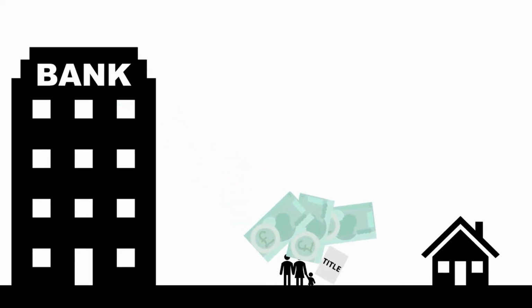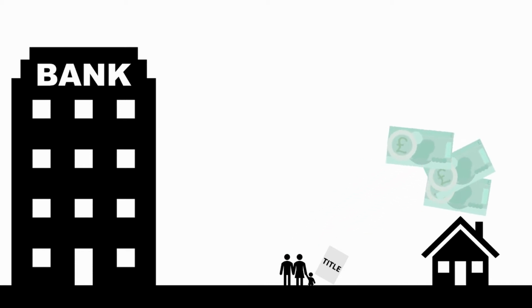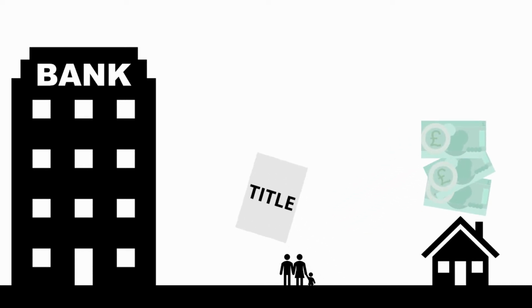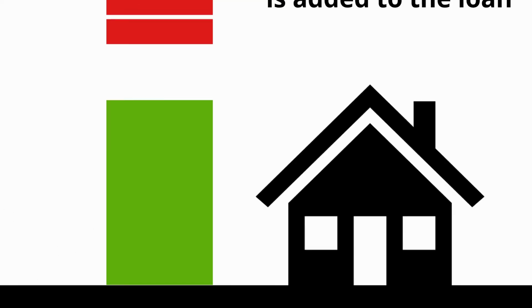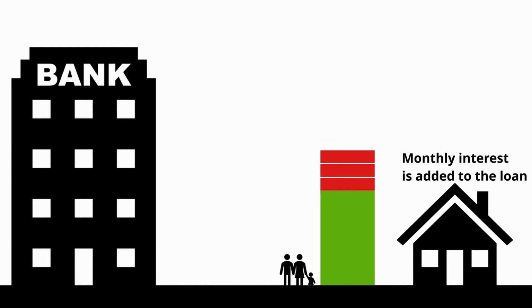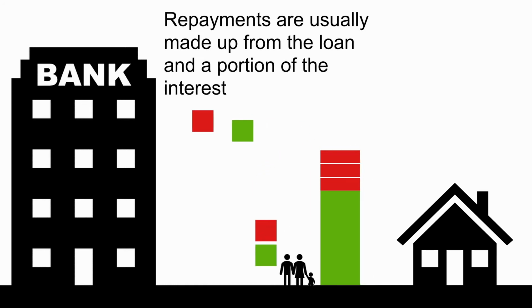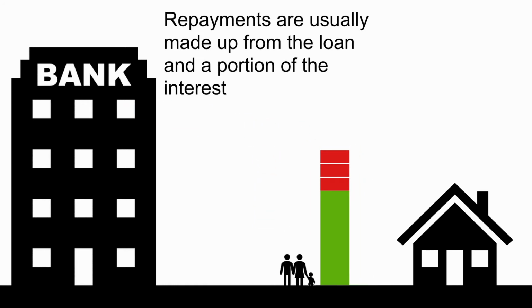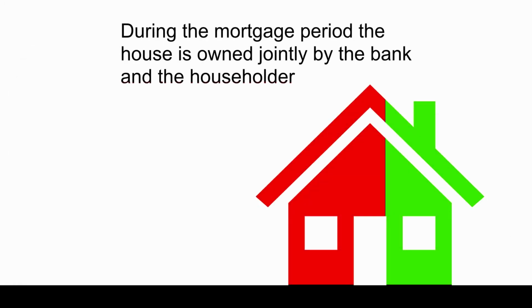Fundamentally, it is a loan from a bank or building society which is provided to a homeowner in return for the title to their property. This loan attracts interest, and the borrower is usually required to pay back a chunk of the loan and the interest every month until the debt is paid. While the mortgage is being paid, the bank is effectively a part owner of the house or property.